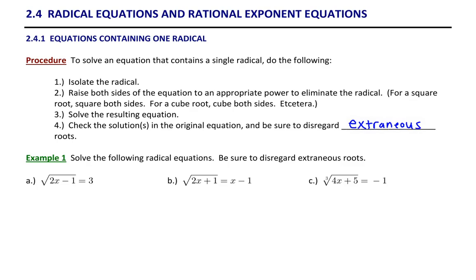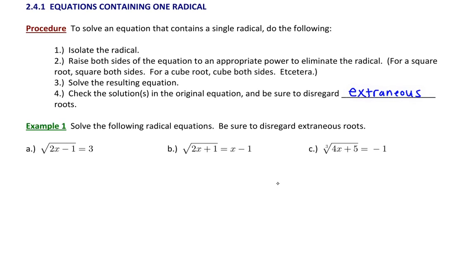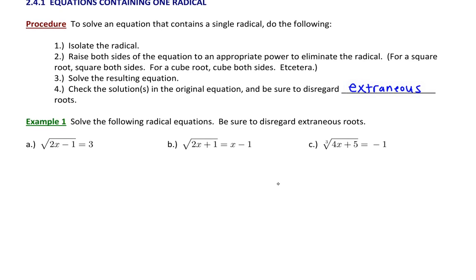Solve the following radical equations and be sure to disregard extraneous roots. So we have the equation containing a single radical, square root of 2x minus 1 equals 3. Notice the radical expression is isolated by itself on the left side. So our first step is to eliminate this radical. And we're going to do that by squaring both sides. So I'm going to square the left side and square the right side.